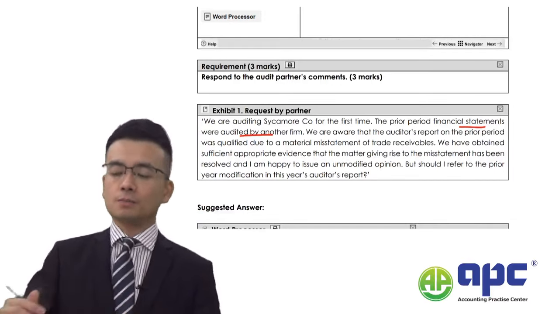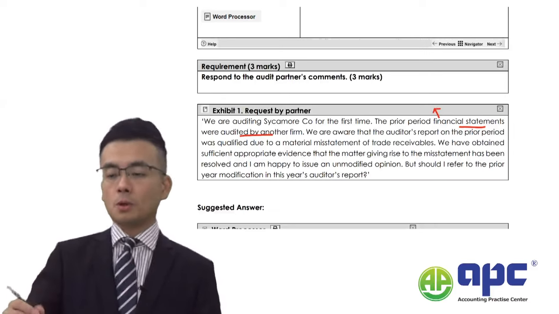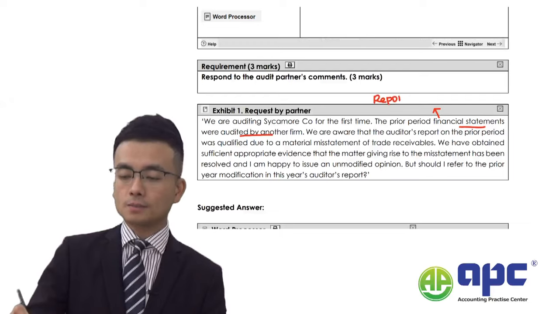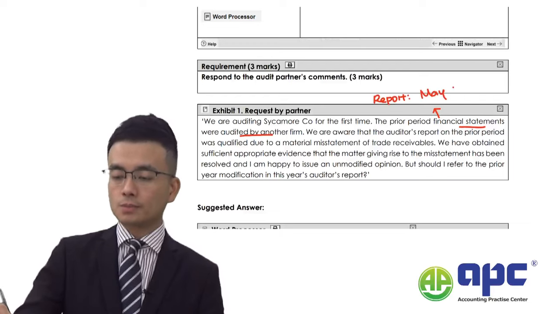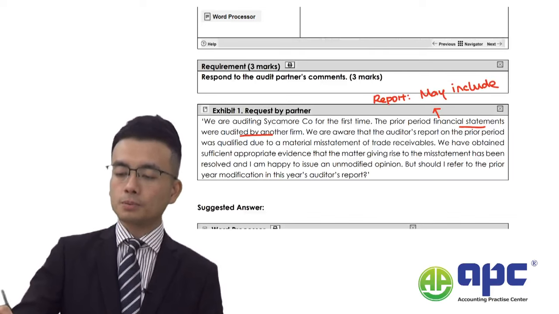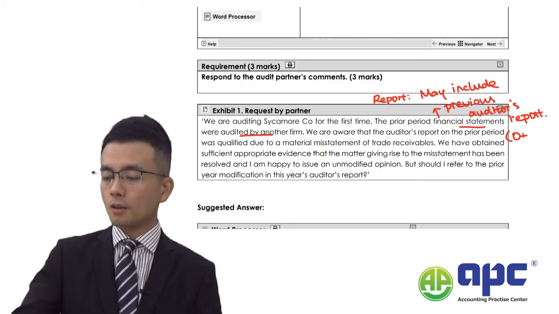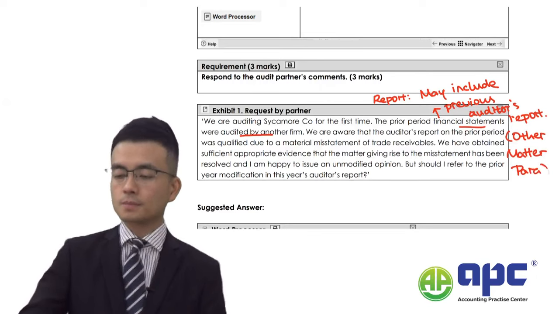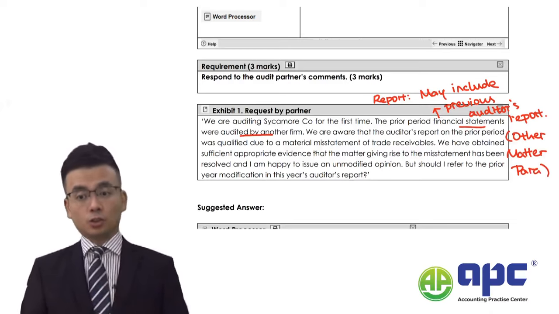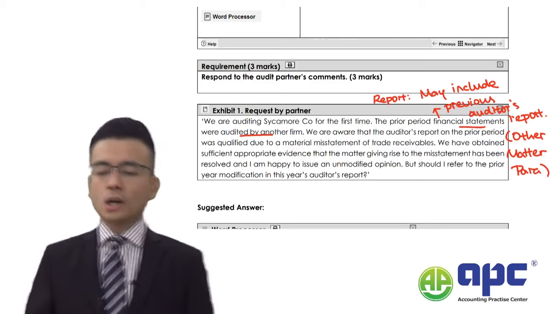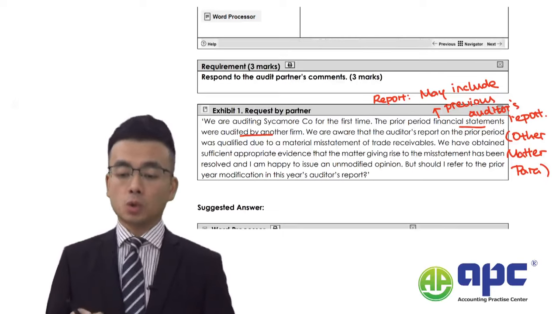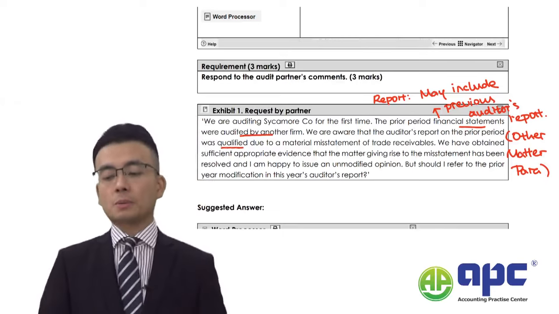So if that's the case, what we should do in our audit report, we may include the previous auditor's or the predecessor auditor's report in the other matter paragraph. Essentially, it's our choice. And we are aware that the auditor's report on the prior period was qualified due to a material misstatement of the trade receivable.